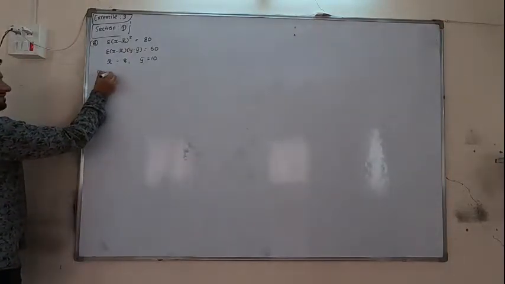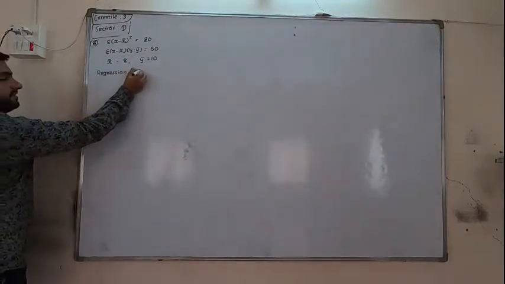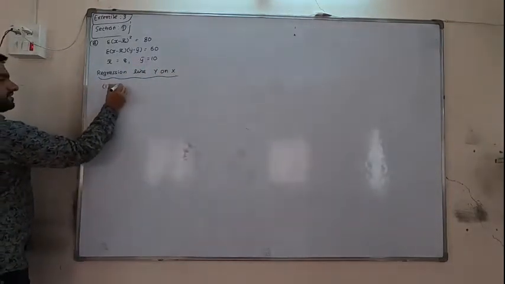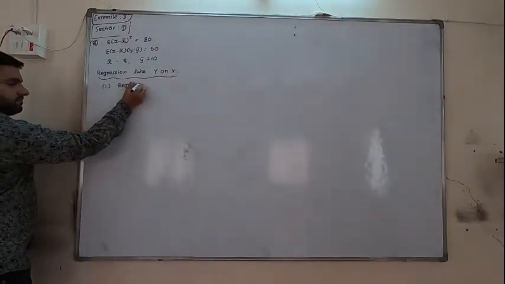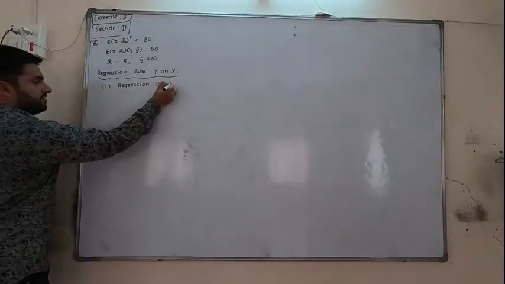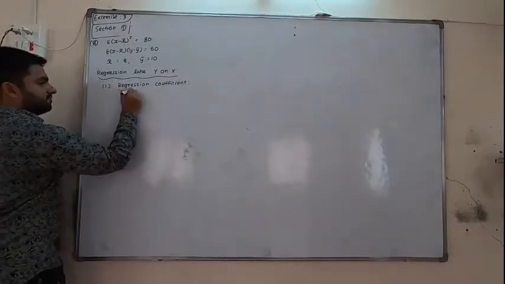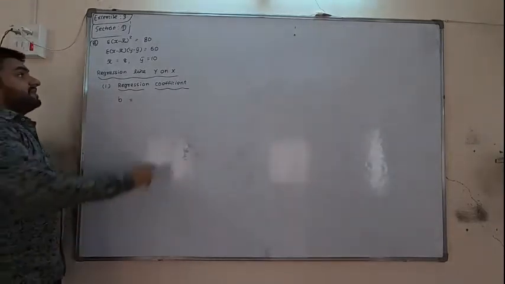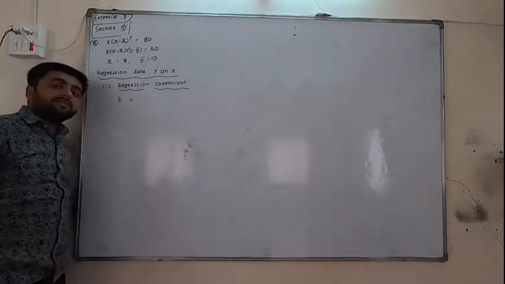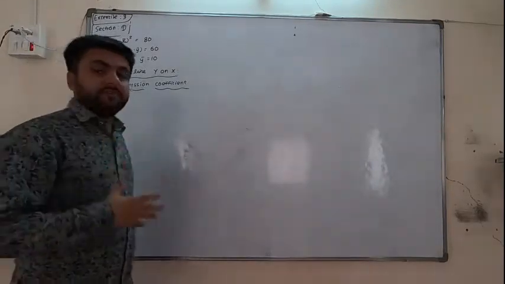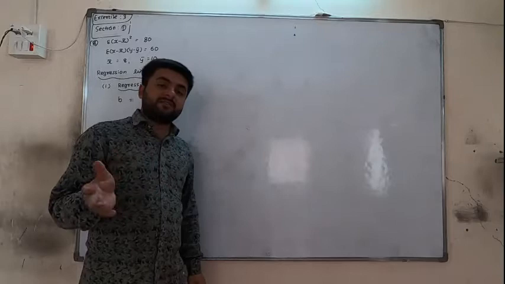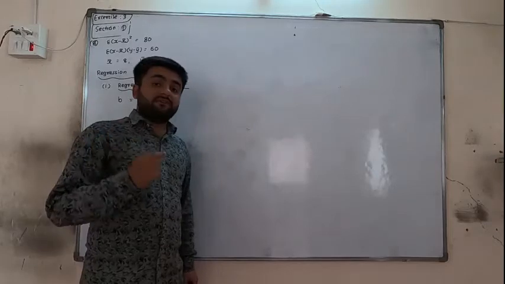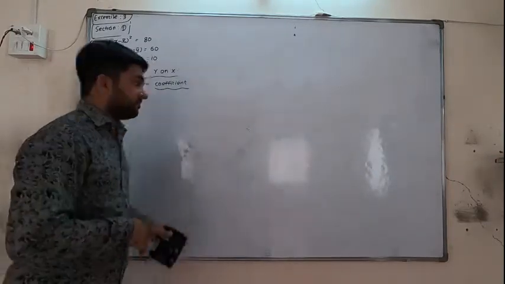So we will give the heading: regression line y on x. First step, regression coefficient b is equal to. We have been given this term along with this term, so formula type 1 will be used: sigma (x minus x bar)(y minus y bar) divided by sigma (x minus x bar) square. We have another formula with n into s square x, that is of type 6, type 7, but we will use this one.